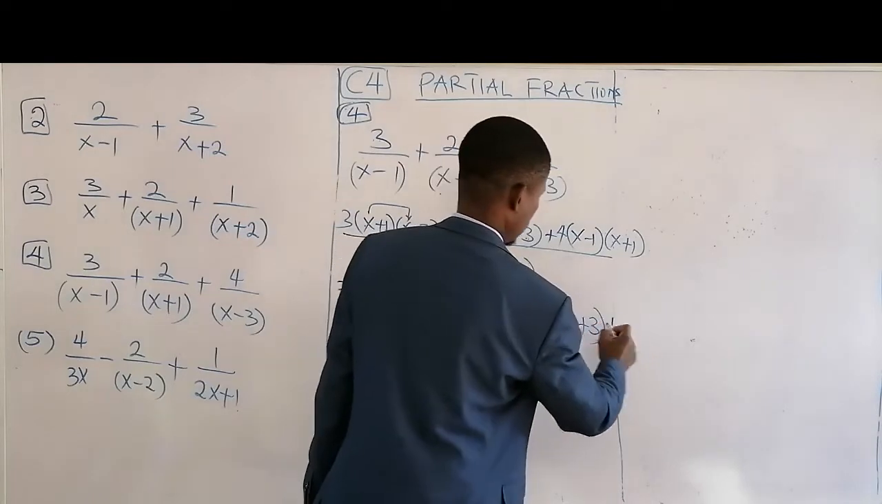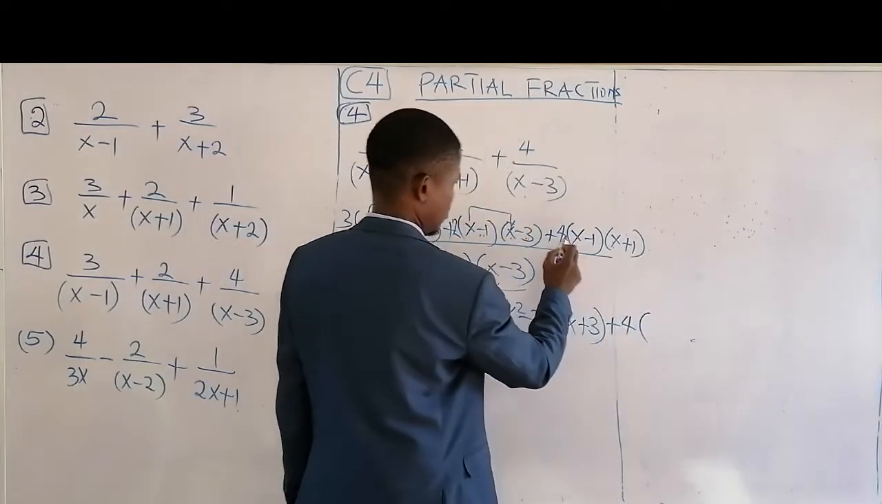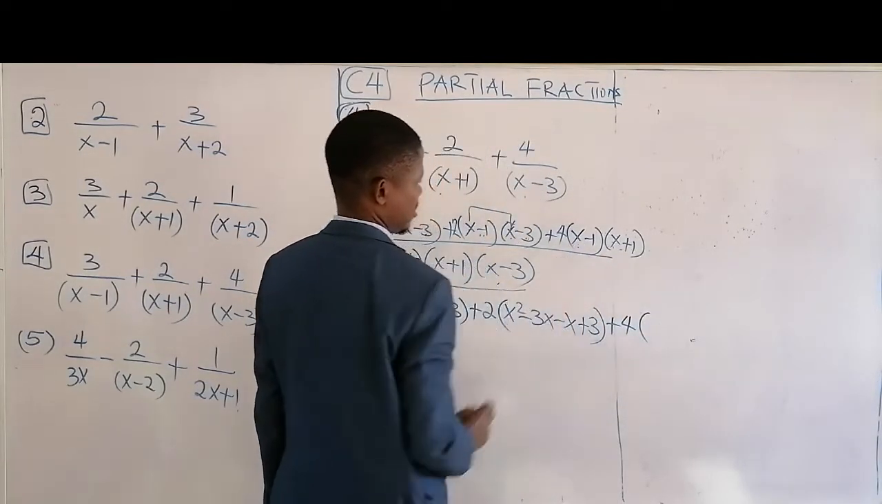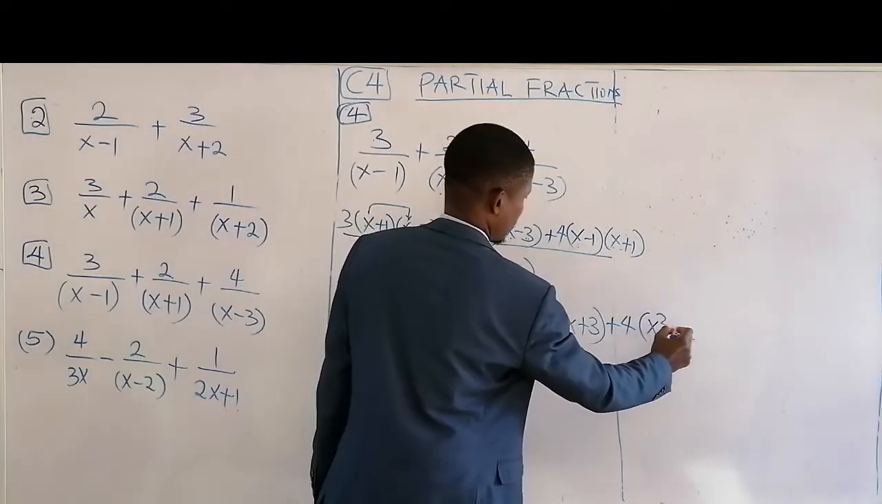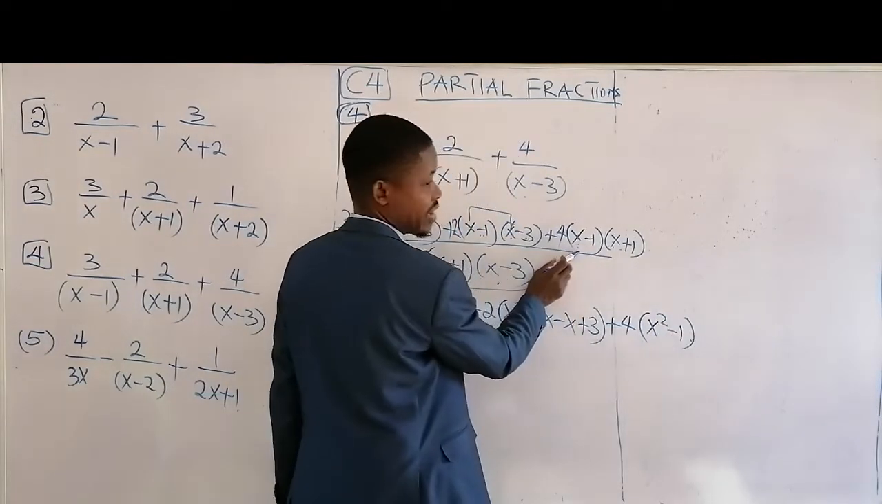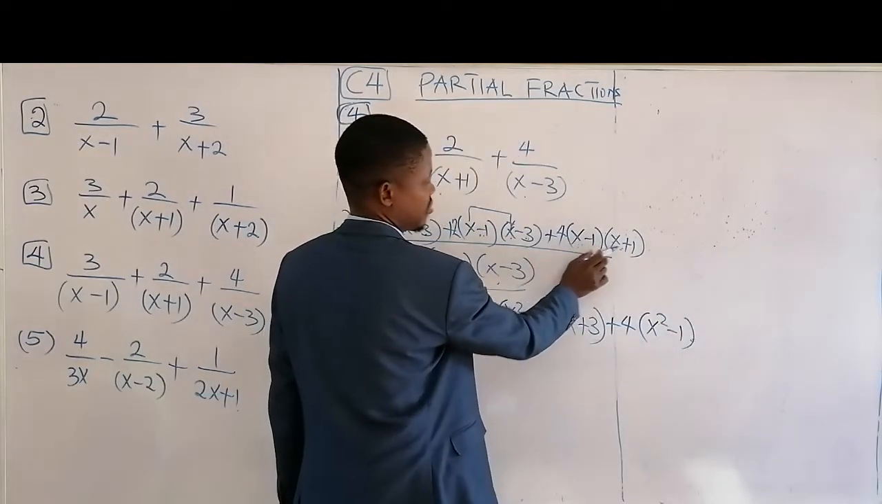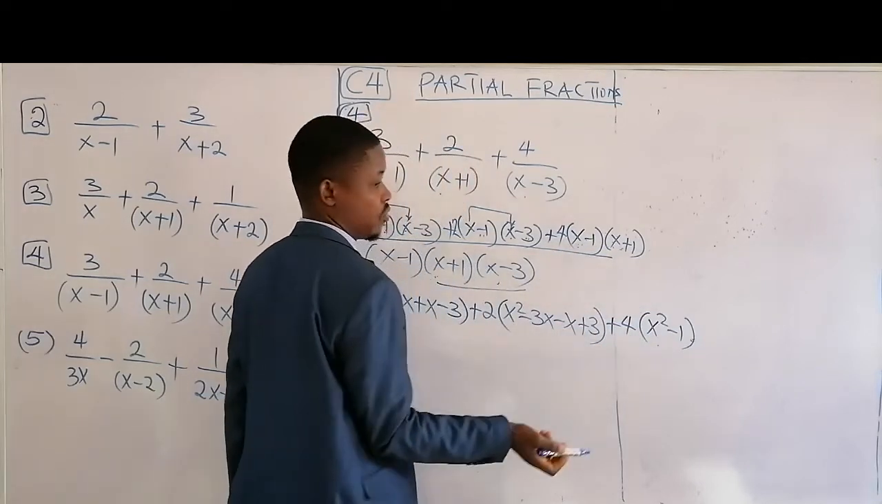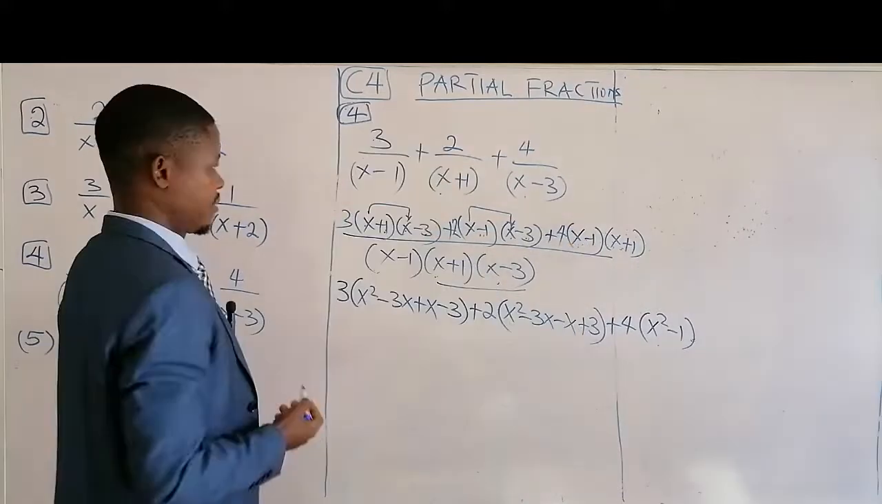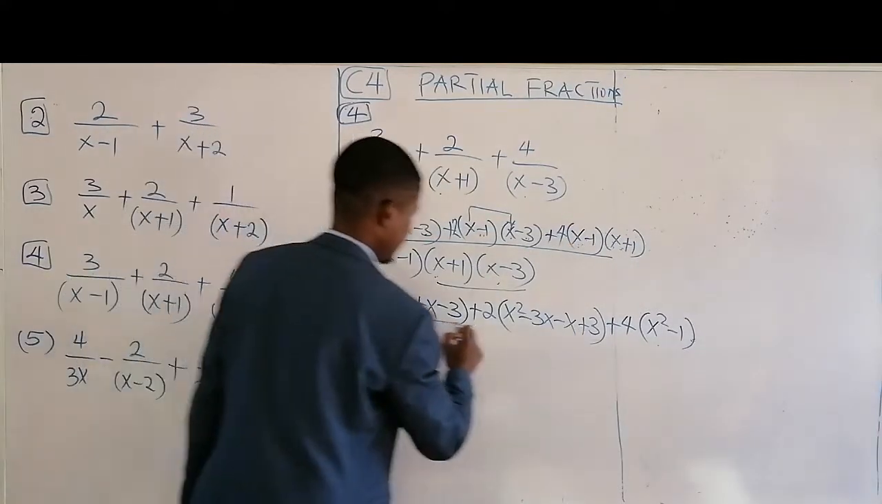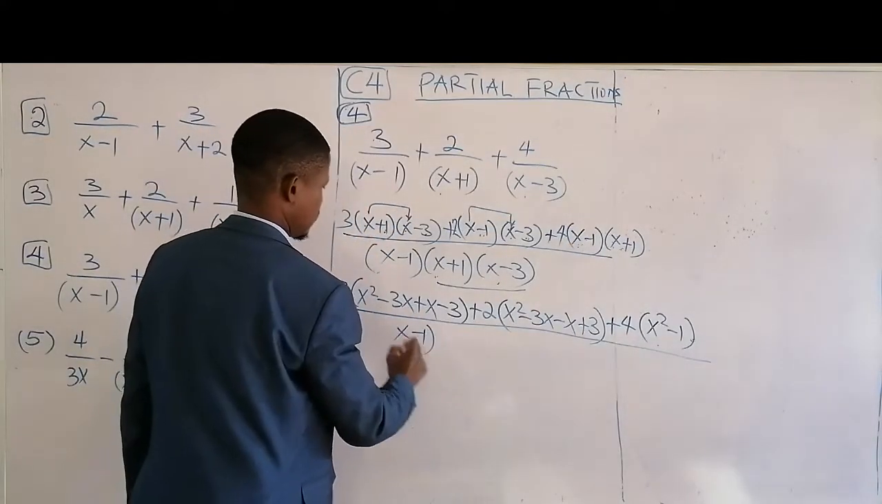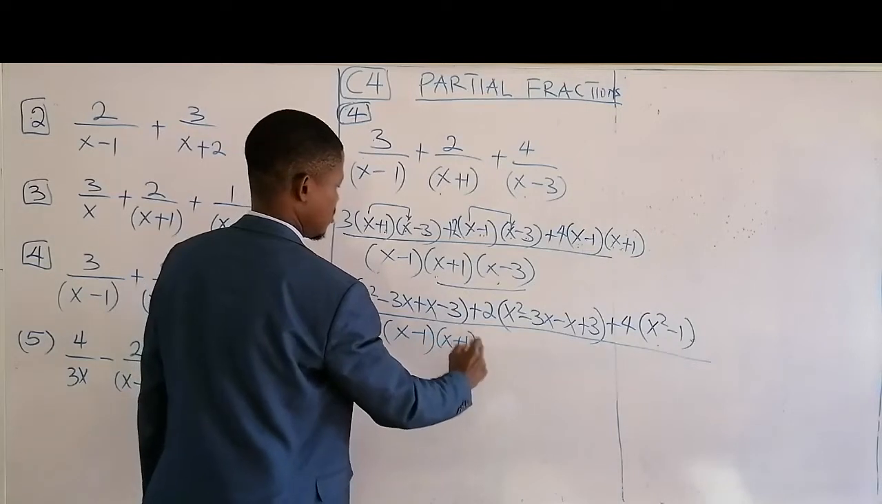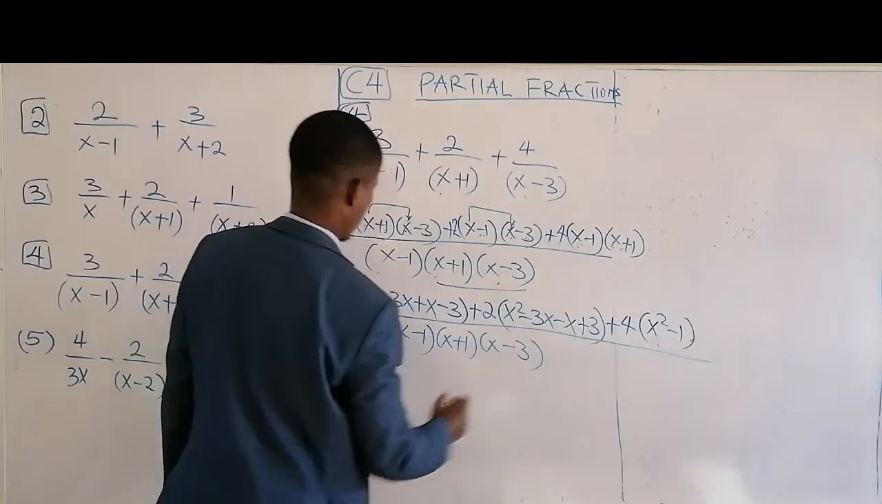Then the last one, 4 times this. This is a difference of 2 squares, that will be x squared minus 1. Whenever you have the same expression but alternating sign, this will give you this. And if you want to, you can do the normal expansion. Okay? So all over x minus 1, x plus 1, x minus 3.